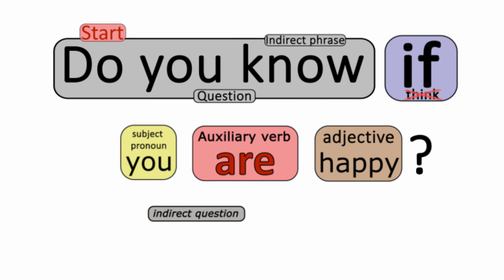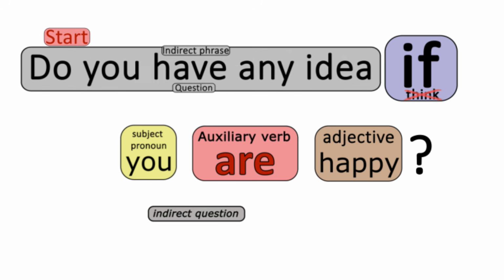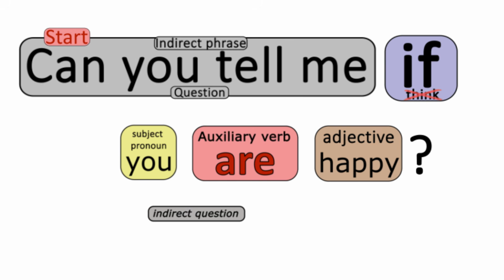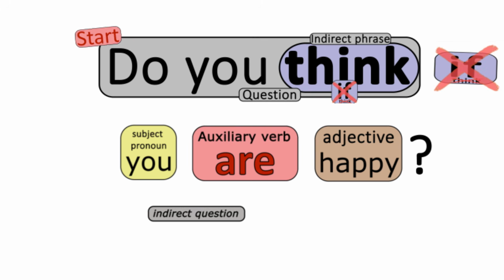We can use many different indirect phrases. For example, do you know? Do you have any idea? Can you tell me? But the important thing to remember is that now we're not starting with the auxiliary verb. An exception to this rule is when we use the indirect phrase, do you think? When we start an indirect question with, do you think, we don't use if.